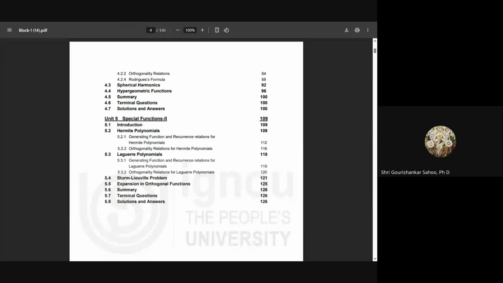for Hermite polynomial, orthogonal relations for Hermite polynomial, Laguerre polynomial, generating function and recurrence relation for Laguerre polynomials, orthogonal relation for Laguerre polynomials, Sturm-Liouville problem, expansion in orthogonal functions. These things we have already discussed.